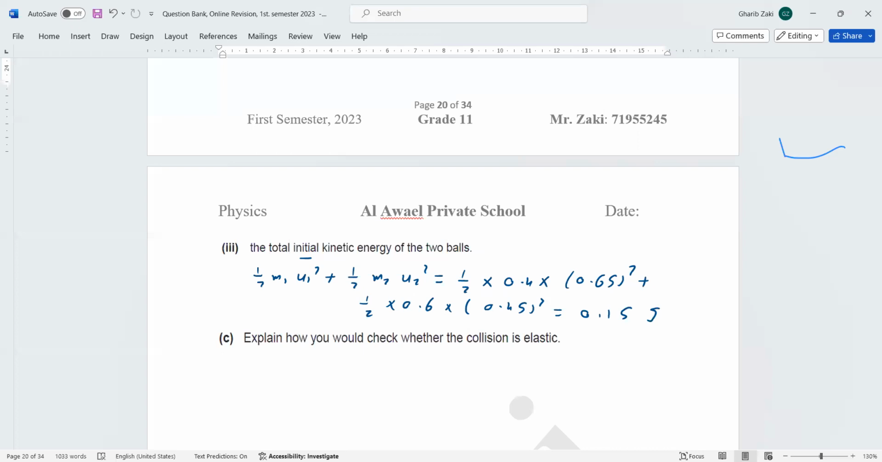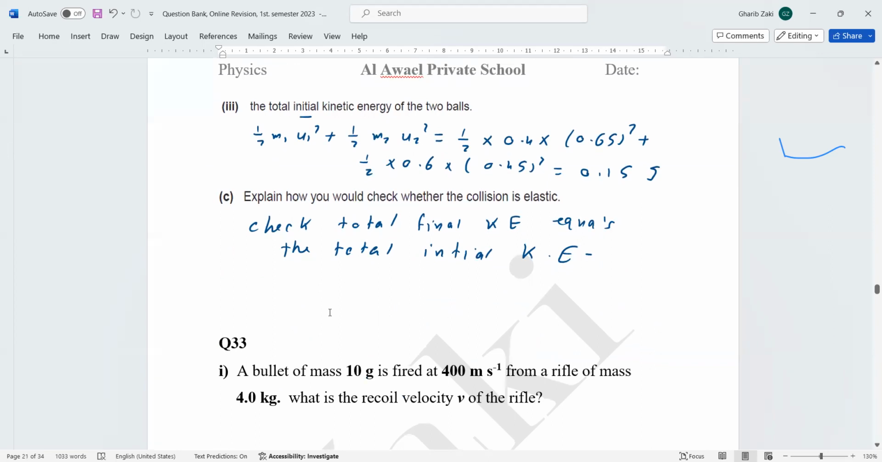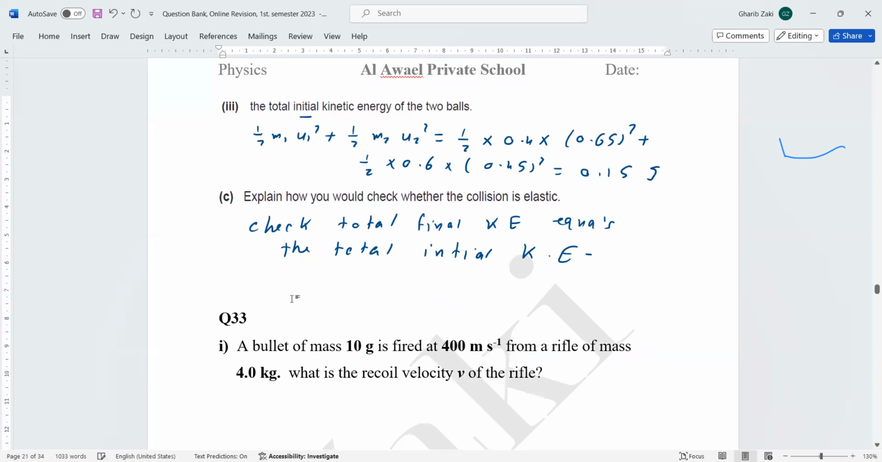Explain how you would check whether the collision is elastic. Check the total. So we have to check the total final kinetic energy equals the total initial kinetic energy. So this is how to explain, is it elastic or non-elastic? Of course, in case of elastic, the total initial kinetic energy equals the total final kinetic energy.